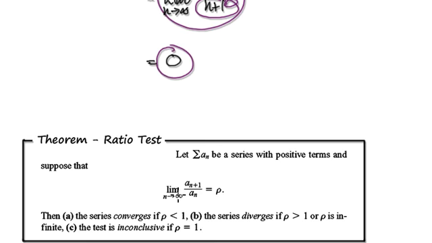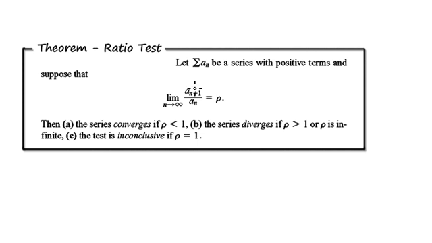So remember, when it comes to the ratio test, you always need to compute this value here. If this value here is less than 1, then it will converge. In our case, it is less than 1, so it will converge.